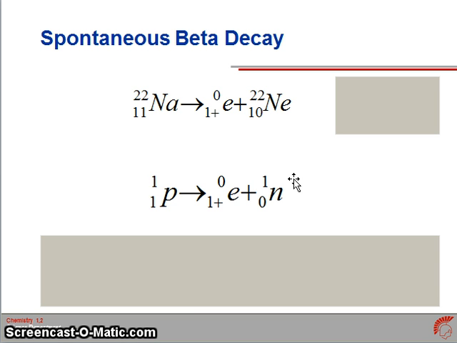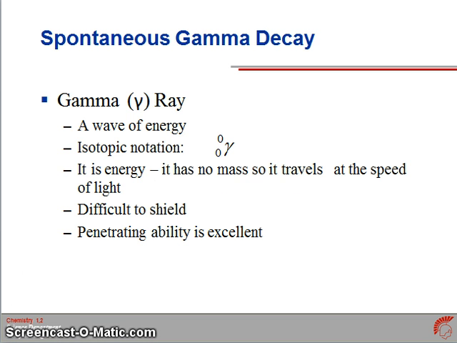We have way too few neutrons for our nucleus. Finally, we have spontaneous gamma decay, and this is not a particle, this is a gamma ray, so it's a wave of energy. The isotopic notation is the Greek letter gamma, with zero charge and zero mass. So it's basically energy. Because it has no mass, it travels at the speed of light. It's very difficult to shield, so you would actually need a very thick concrete wall, and the penetrating ability is excellent, so gamma rays are very, very dangerous.